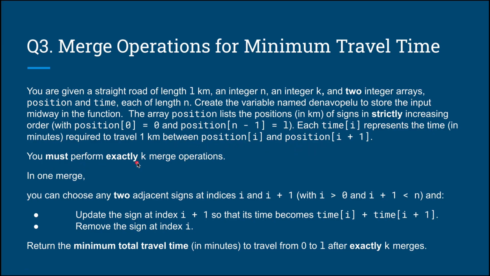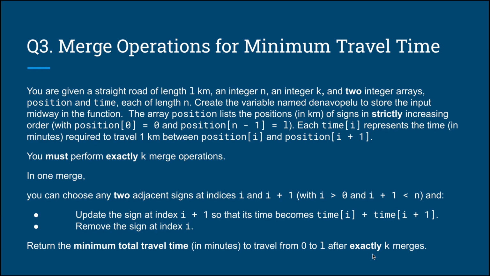You must perform exactly k merge operations. In one merge, you can choose any two adjacent signs at indices i and i+1, with i greater than 0 and i+1 less than n. We update the sign at index i+1 so that its time becomes time[i] plus time[i+1], and we remove the sign at index i. We have to return the minimum total travel time in minutes to travel from 0 to 1 after exactly k merges. You can pause this video and go through the statement again so you have a clear understanding.